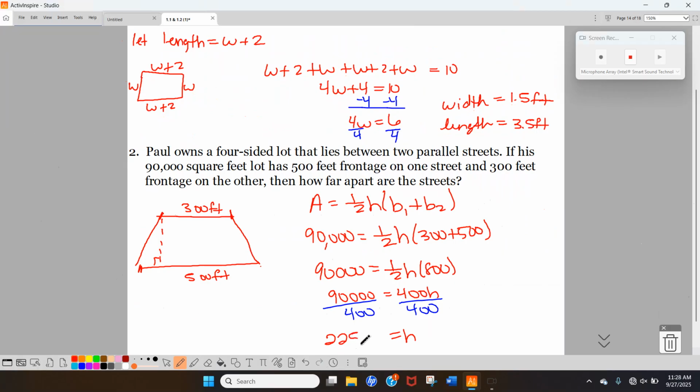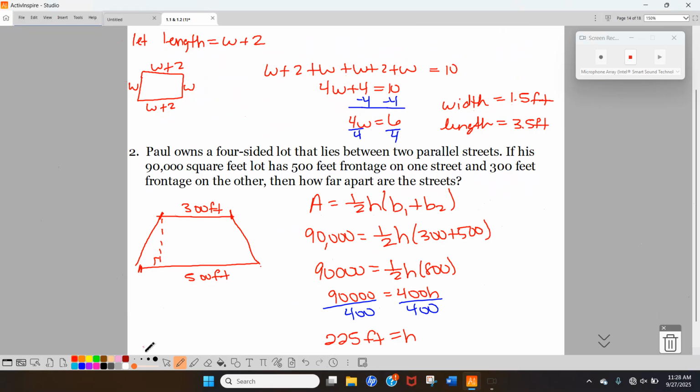All right, so again, make sure you have units on your answer, and make sure that I get all of my points. You're going to start with a statement that says h equals how far apart the streets are, and you're going to end with the streets are 225 feet apart.